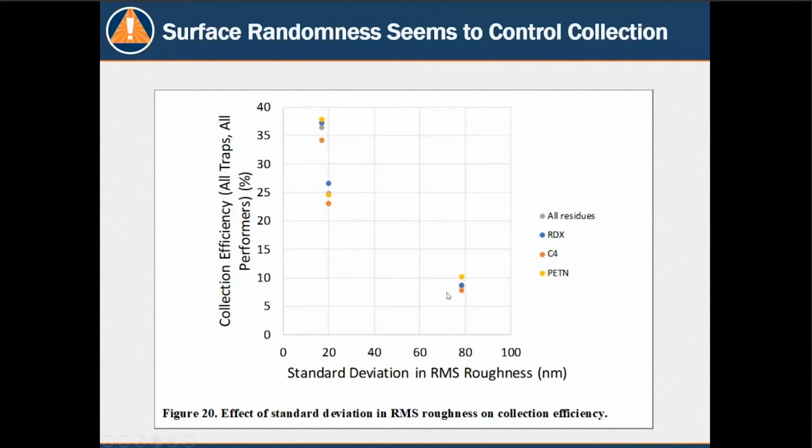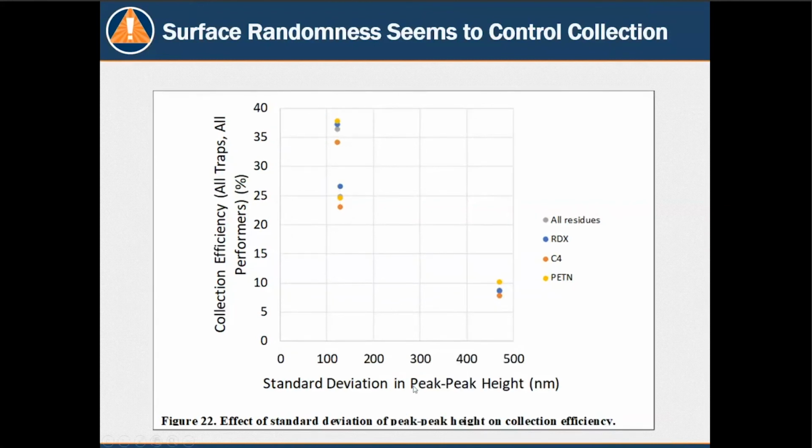Okay. The same was true if we looked at the peak to peak height. And so this is the tallest peak, the difference between the tallest and smallest peaks on the surface, which again, it's the standard deviation in that height. If we plot the collection efficiency as a function of that standard deviation, we see the same trend, a dramatic reduction in the collection efficiency as the deviation in that peak to peak height changes. So what this suggests to us is that the randomness of the topography on the surface is what's controlling the recovery.